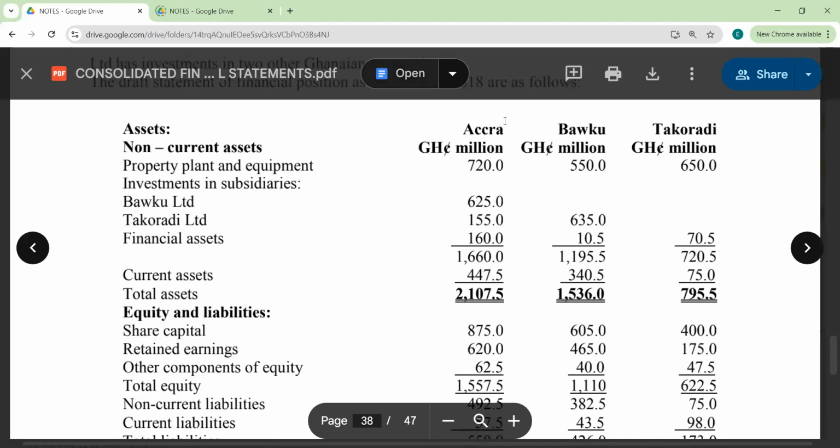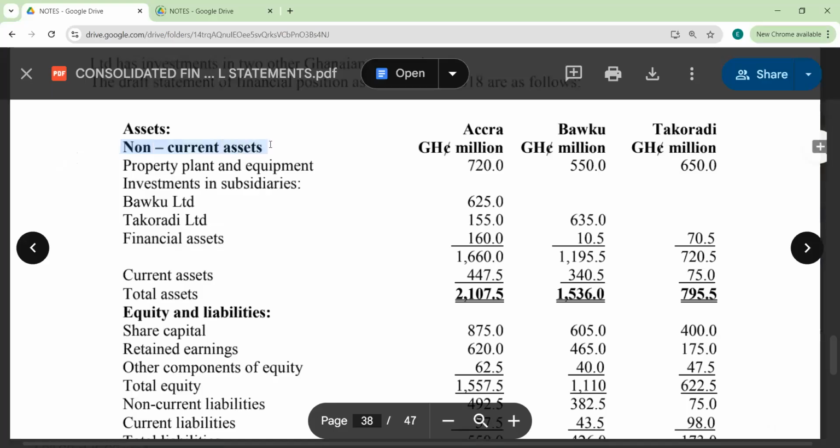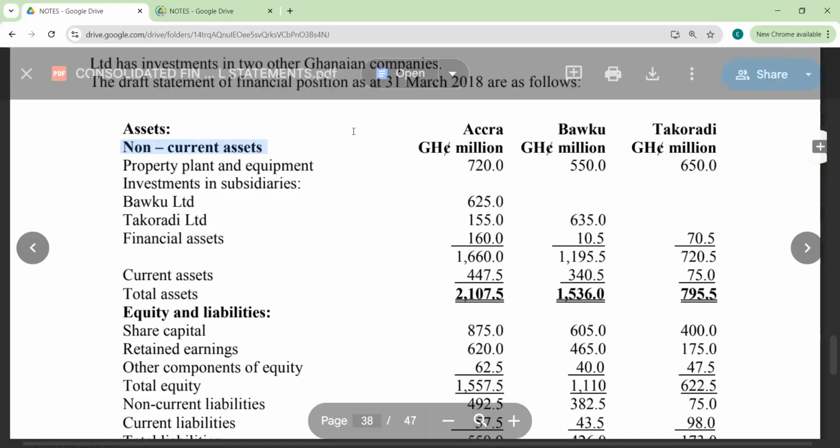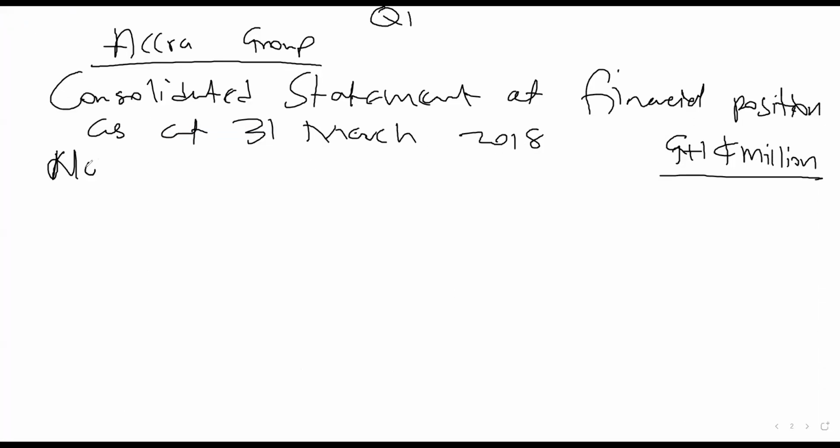The first thing you have to do is this. So I'm going to do that for you. When they move, I move. When they stop, I stop. This is what we want first. So right here, assets. Me, I normally don't even write assets too. I like writing non-current assets, because time in exam is not there. So non-current assets is what I'll write.